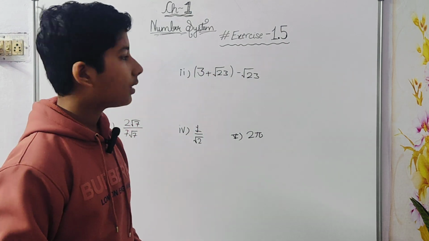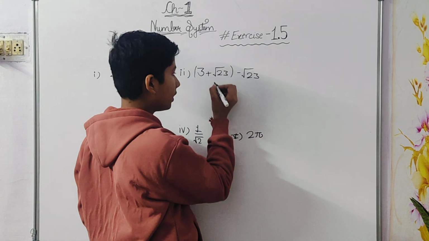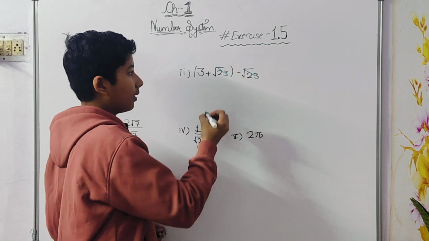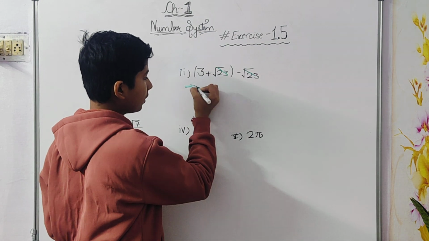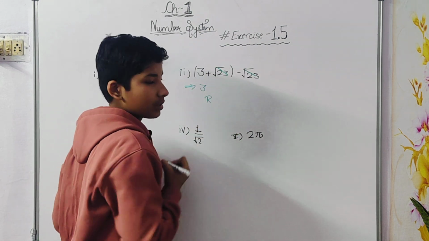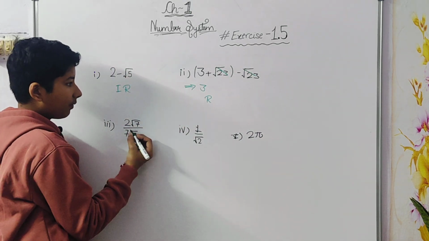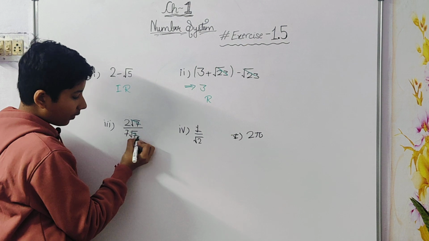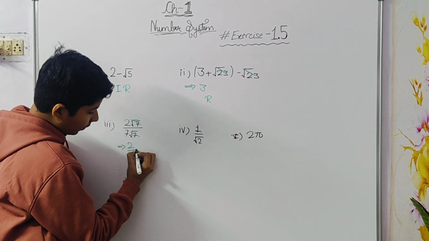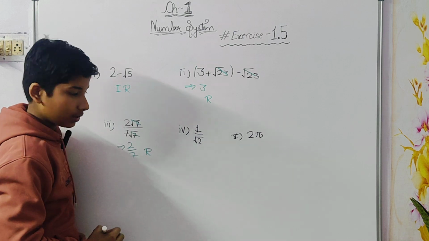And now this one. You will say that this is also irrational. But no. This is minus root 23. This is plus root 23. So they both will get cancelled. Answer will be 3, which is a rational number. So this one is also confusing like that. Root 7 will get cancelled. So 2 by 7 will be left, which is rational.